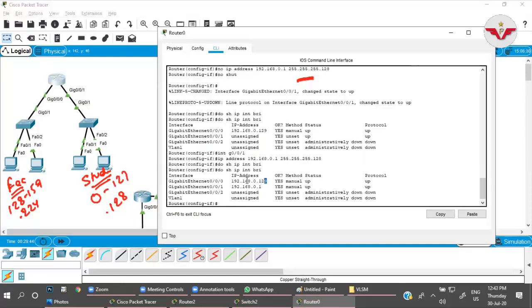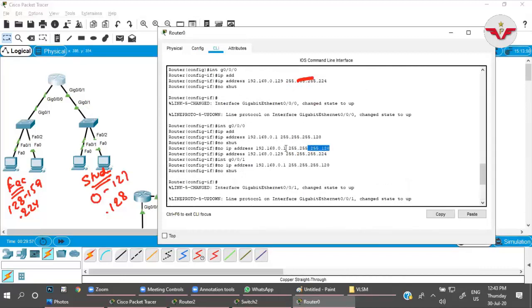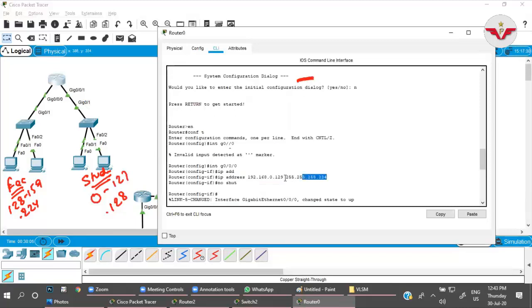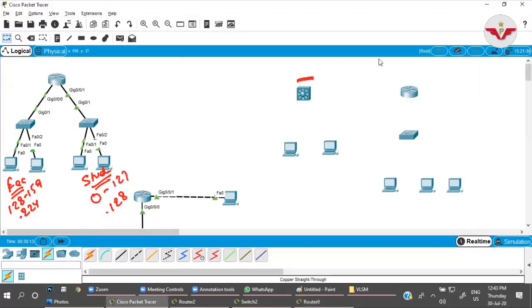So 129 is for the first network, the faculty network, this network's IP address, and 0.1 is this network's IP address. The subnet mask I was using here is 255.255.255.128 for the student network and 224 for the faculty network, right? Clear? Yes, sir. Right.